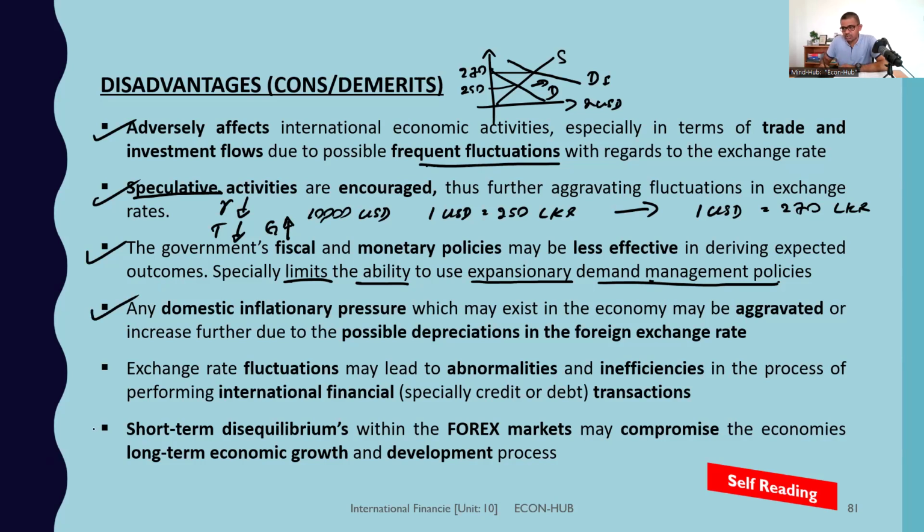Then exchange rate fluctuations may lead to abnormalities and inefficiencies in the process of performing international financial activities, especially when you are a debtor and when you have to repay your debts. For example, that happened in Sri Lanka in a big way. That was another reason why we couldn't keep up paying our loans, when the rupee started sharply depreciating against the US dollar.